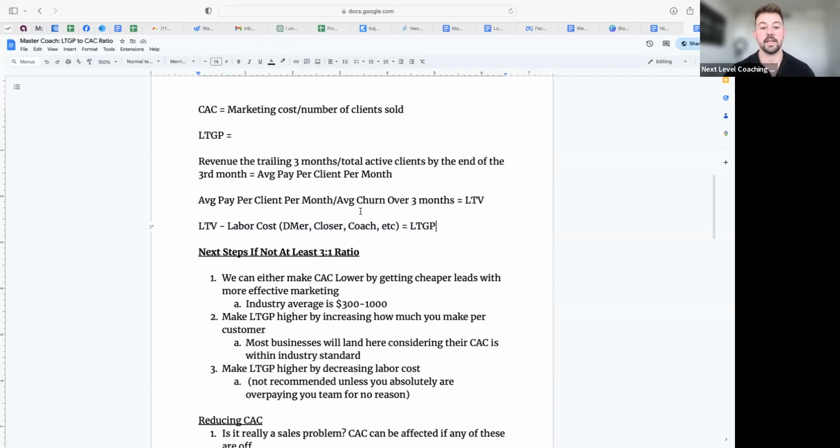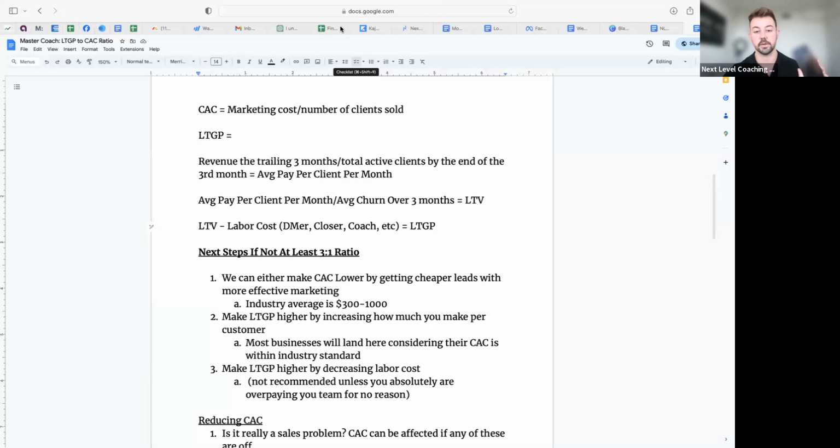All right, so like I said, it should be 3 to 1. So if you take your lifetime gross profit and divide it by your cost of acquisition, you should see a number that is bare minimum 3, right? So let's just do some figures here. All right, so real simple.